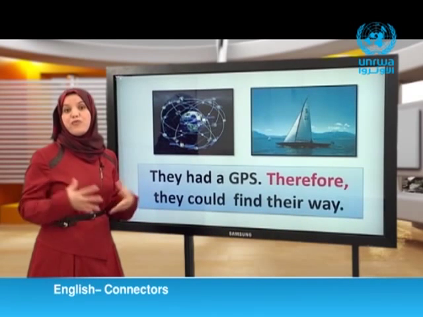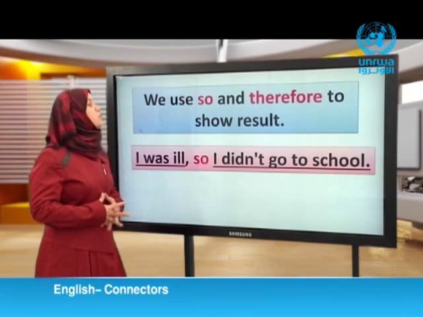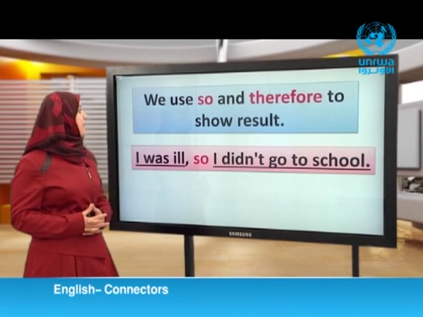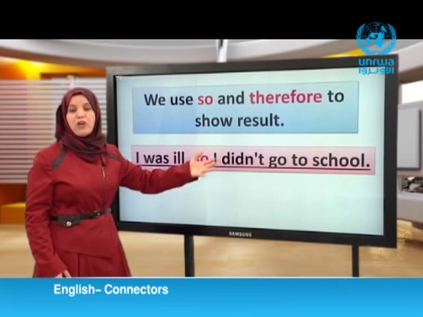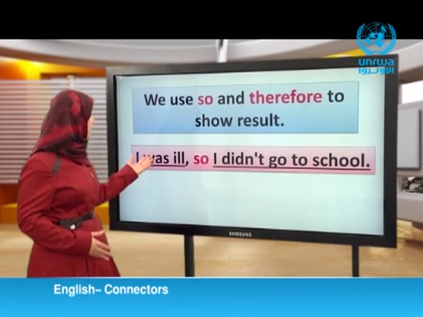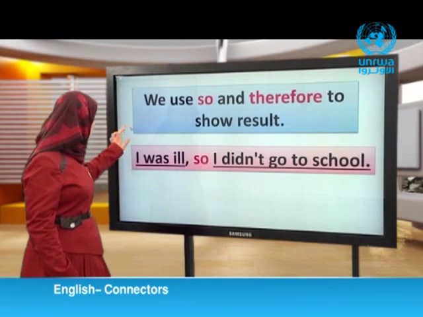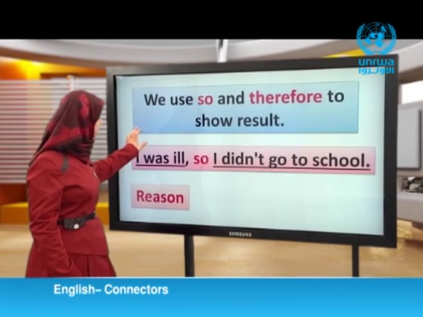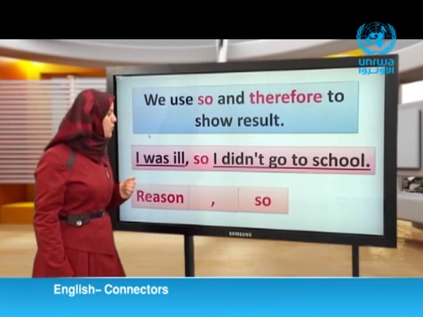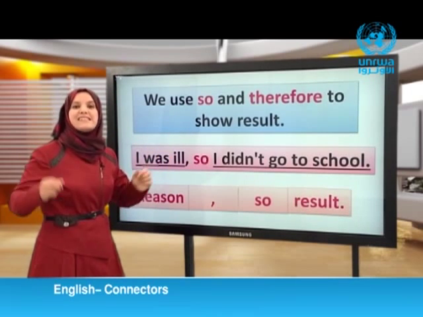Now let's notice the difference between so and therefore. We use so and therefore to show results. But notice the difference. I was ill, so I didn't go to school. We have the reason, we have comma, we have the connector so, and then we have the result. Notice this is one sentence.